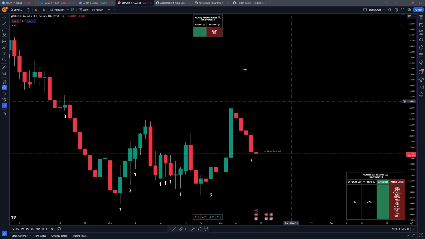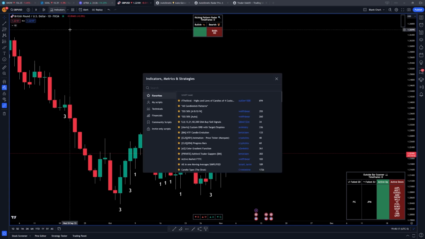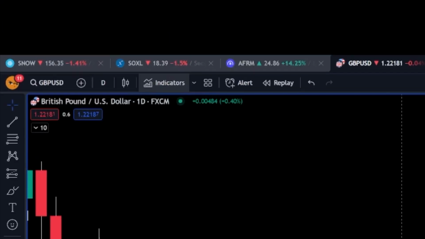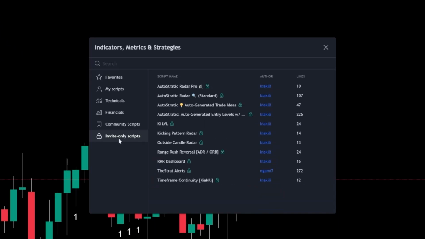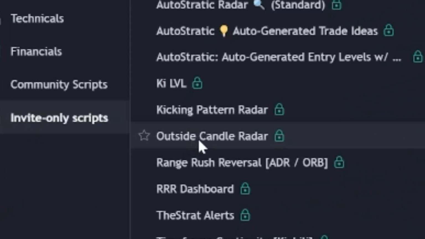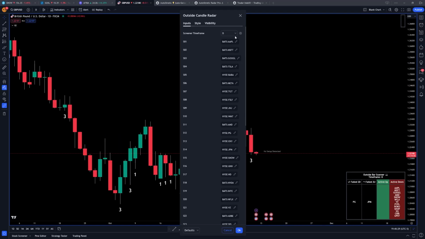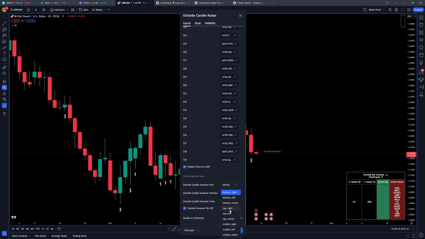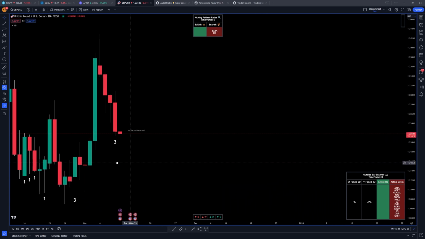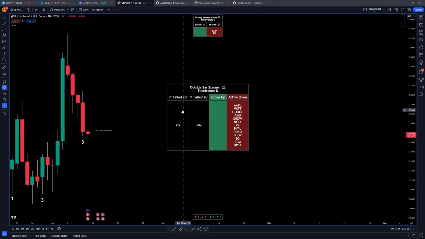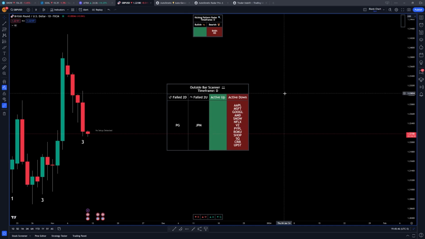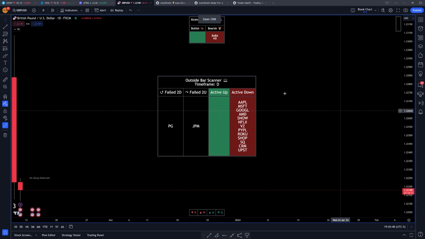So let's bring it up. In order to add it to our chart, as always, we go to indicators, then invite-only scripts, and click on the outside candle radar. I happen to already have it up, so let me bring it to the center of the screen. You can always move these tools to the center or anywhere on the screen and change the size. I just made it bigger for better readability. We're going to zoom in here.